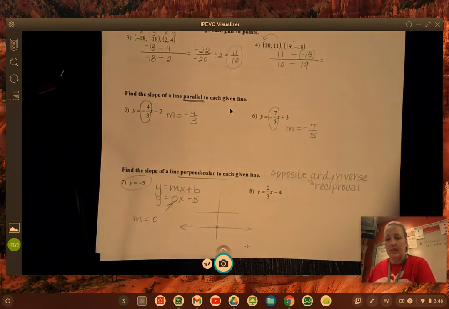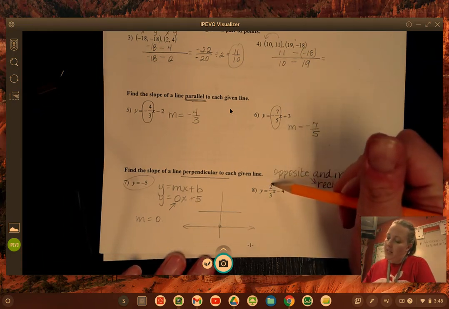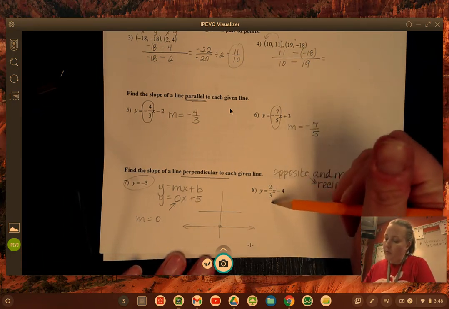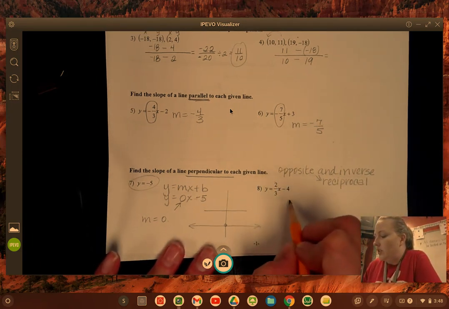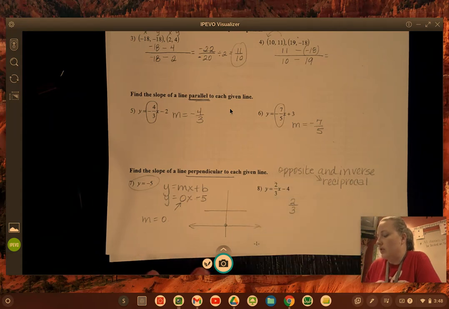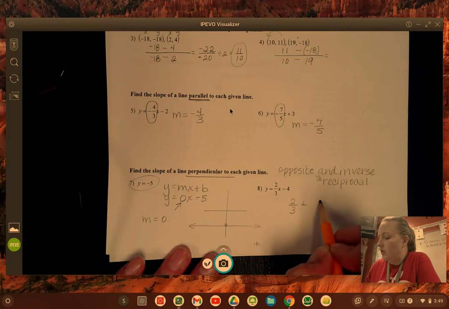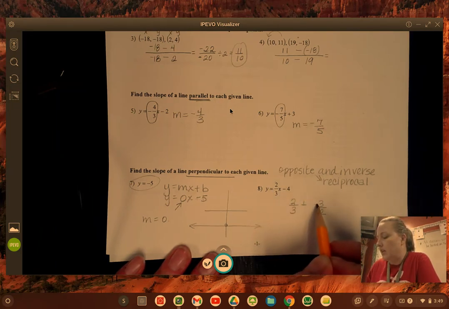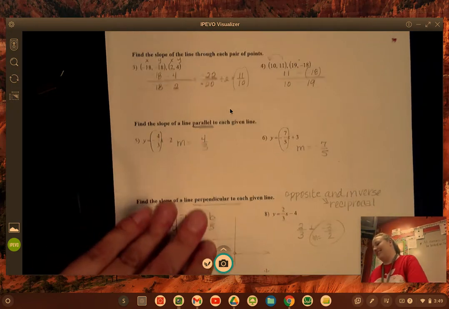Good. Okay, my friend who's in the room, what would be the slope perpendicular to 2/3? So you start with 2/3. If it's perpendicular, what do you have to do? You've got to flip it and change the sign. So the perpendicular would be 3/2, and if it was positive, we're going to make it negative. Bam, you got it. Awesome sauce.